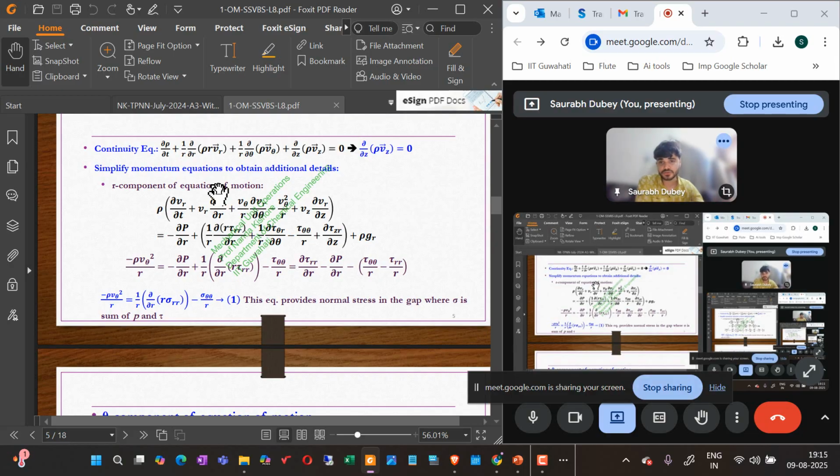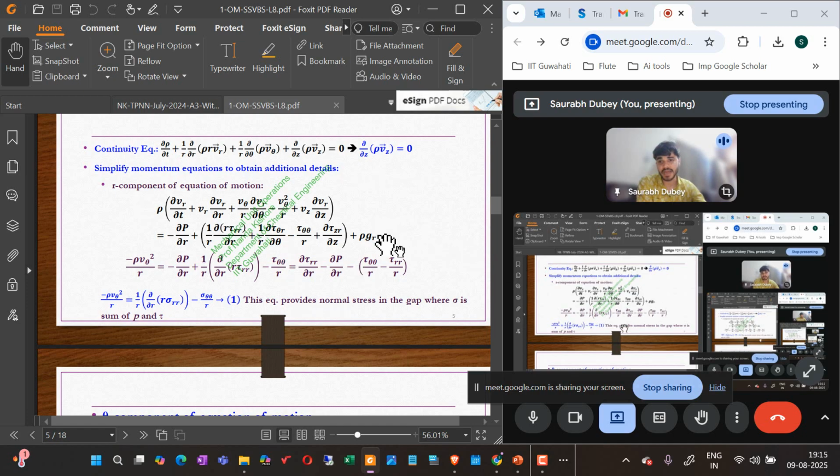Since vr is 0, this term is also nullified. And the 1 by r del by del theta term is nullified because axisymmetry is there. So the third term also gets nullified. The only term you are left with is the fourth term, del by del z of rho vz equals 0. So the continuity equation tells you that this vz velocity is independent of the z coordinate, right?